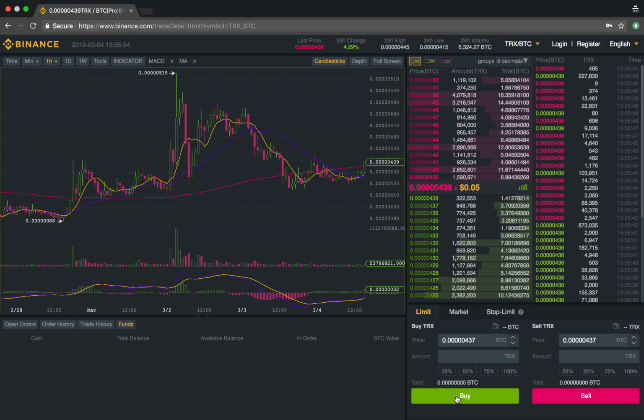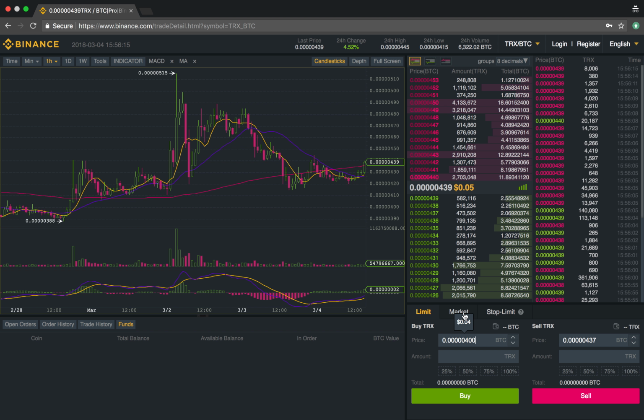Here is how you buy and sell Bitcoin. You can do a limit order, which you choose your own price. So right now, Tron is trading for 439 Satoshis, give or take. Maybe I want to buy it if it drops down to 400 Satoshis, which is 4 cents it gives you over here, whereas right now the price is at 5 cents. So let's say I want to buy it at a little bit of a cheaper price.